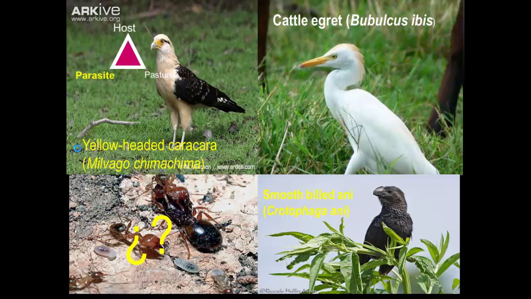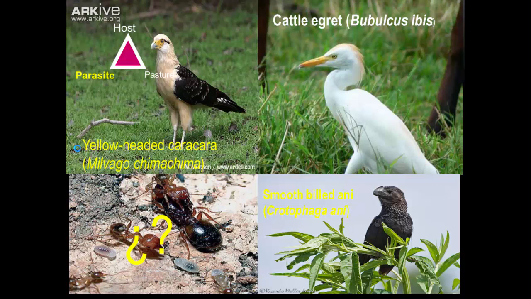There are also some wild birds that stay close to cattle and will do pretty much the same thing. Here are some of the ones that we have in Colombia. We have the yellow-headed caracara, the cattle egret, and the smooth-billed ani. However, I would argue that it's probably unlikely that using only birds we can really tip the balance to achieve proper control of the population of ticks.